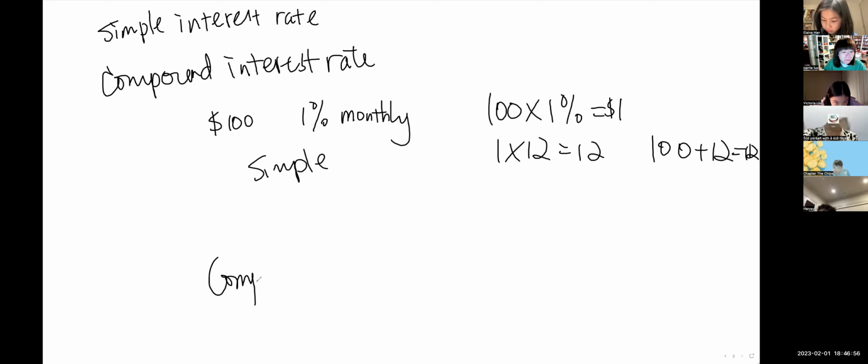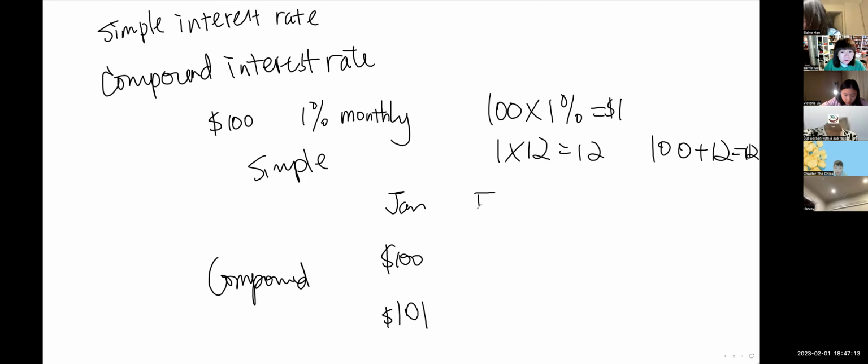But what is compound? Let me ask Samuel a simple question. For January, you deposit $100. At the end of January, you start to collect interest. Your $100 became 101. So in February, you should be collecting interest based on 101 instead of 100. And then you get 102 and some cents, right?